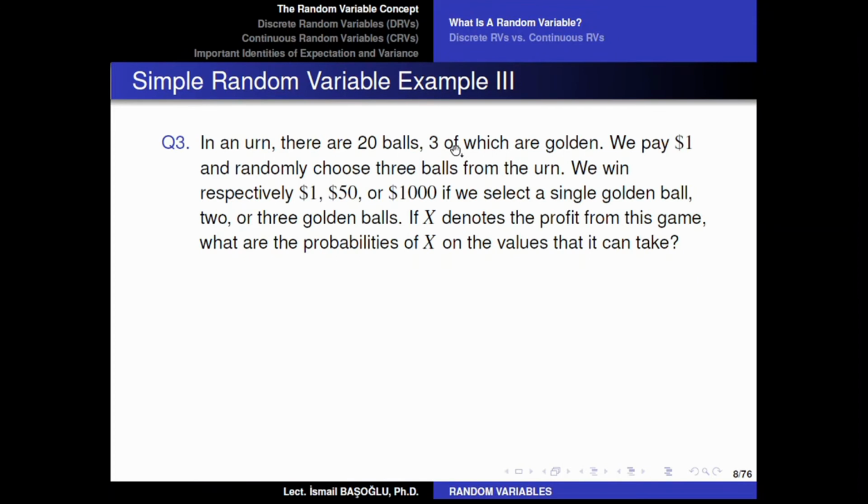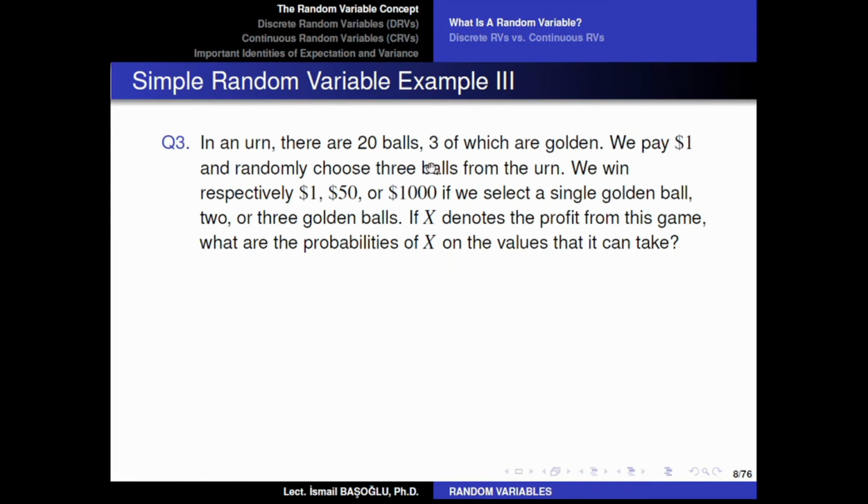If we choose 2 golden balls in this draw, we will win $50. And by chance, if we choose all 3 golden balls, then we are going to win $1,000. Okay? So capital X as a random variable denotes the profit from this game. My friends, let's check the possible profits for this game. Now, do not forget that your initial payment is $1.